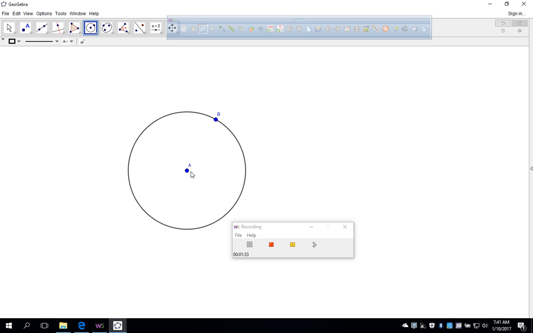Now first I'm going to make the central angle. I'm going to take the segment tool. Make a segment with a point on the circle, and make a segment with a point on the circle, like that. Okay? You guys there?